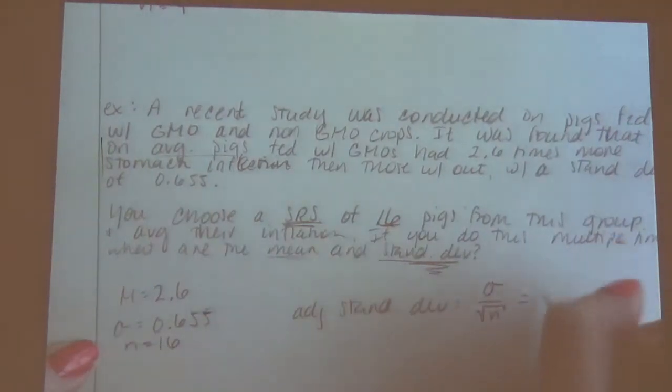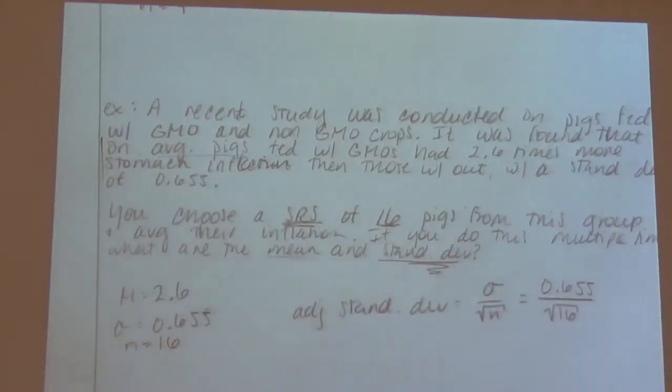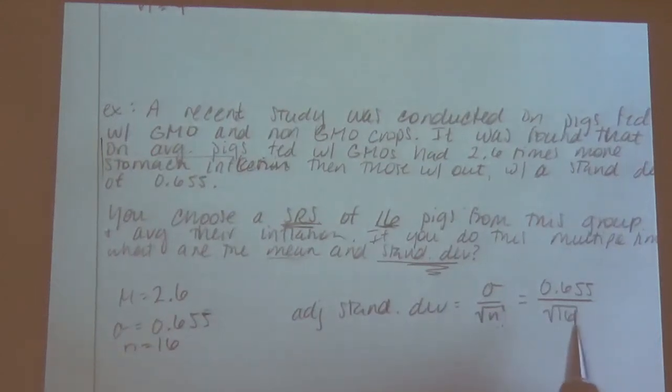And we would just have 0.655 over the square root of 16. Of course you could find the value for that, and if you're finding this value, you should be rounding to 4 places. So it's helpful to round to 4 places if you're doing that.